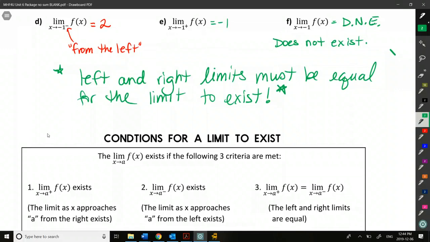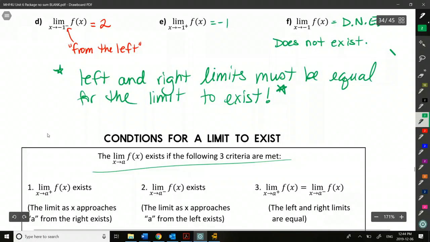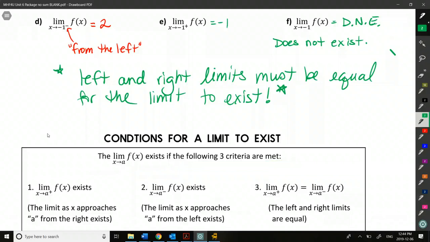Okay, so that's formalized here for you in the conditions for a limit to exist box that we have down here. The limit as x approaches some value a in its domain of the function f at x exists if three criteria are met. The right limit must exist, the left limit must also exist, and the left limit must equal the right limit for that whole limit to exist. So that's the deal. Three things that need to be present.